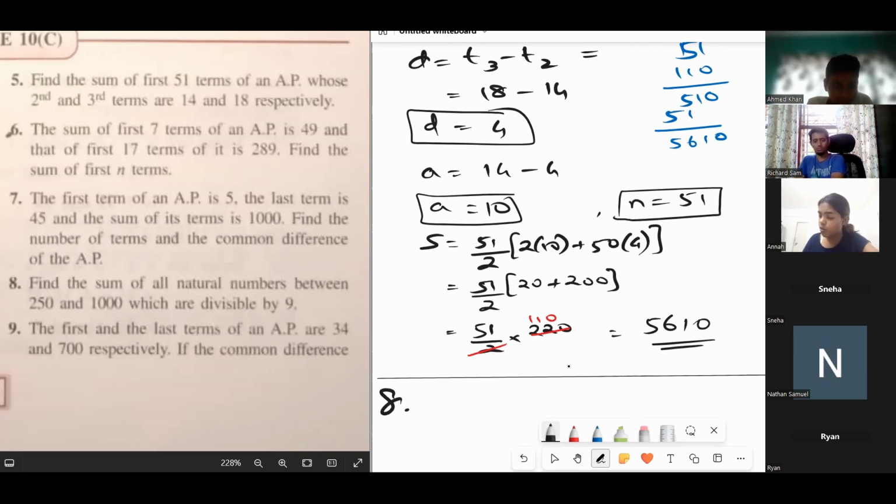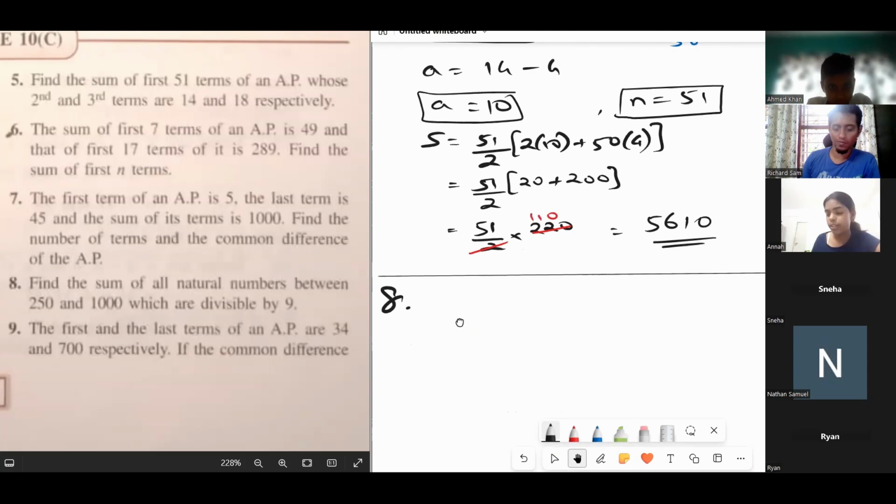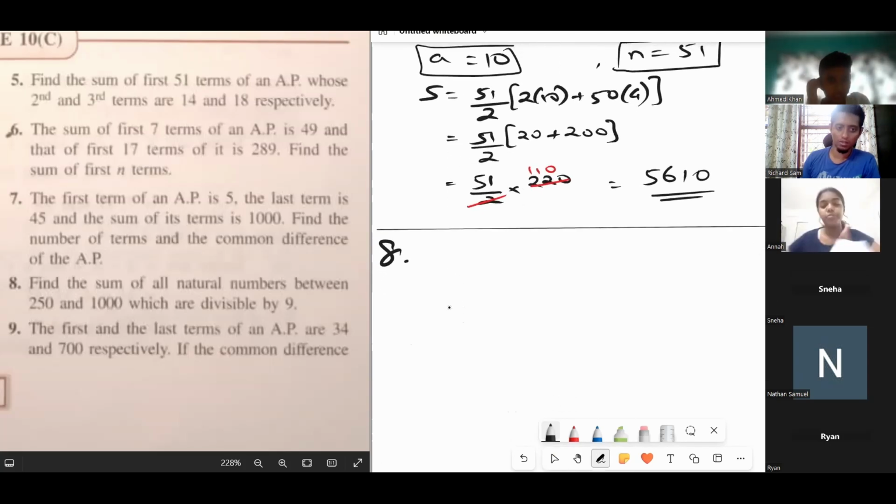So for the eighth question, we have to use some formula. No? Before you use it, yeah, you have to use some formula, but before that, you need to find the AP. Yes, sir. I got AP. Last number is 999, and first is 252. 252. So yes. Good. So, but what will be the n in that formula?